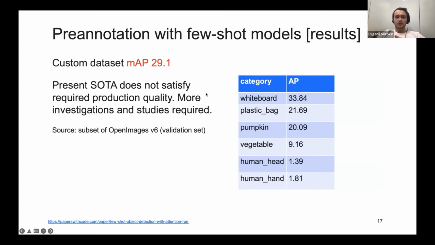So when we tried it in Toloka for our projects, it appeared that current state of the art models did not satisfy our quality requirements. For simple categories, mean average precision was very high, acceptable. But for more complex objects like human hands and heads, they were terrible. Thus, we decided not to use it. Well, it happens that not all of the experiments end up well.